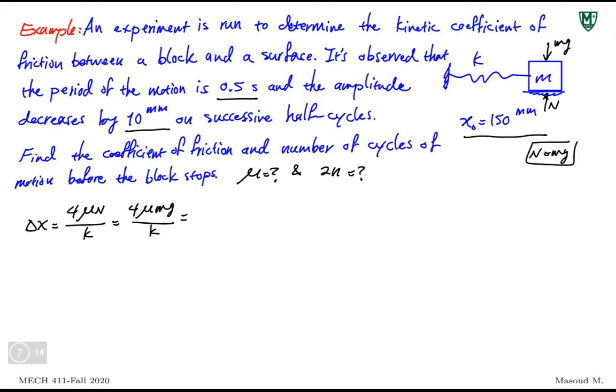Do you see what the problem is? I have delta x, 10 millimeters, which is equal to 4 mu mg over k. I know g, obviously. I'm trying to find mu, the coefficient of friction, but I don't know m and k. These are unknowns, which is not good. I only have one equation, two unknowns. So what do I do here now? M is unknown and k is unknown. So now it's a problem.